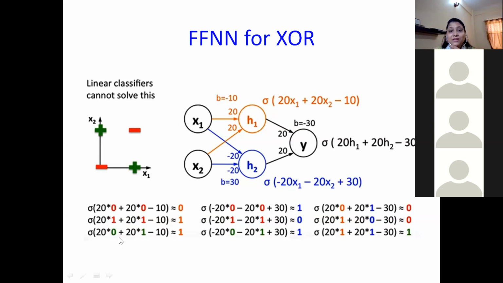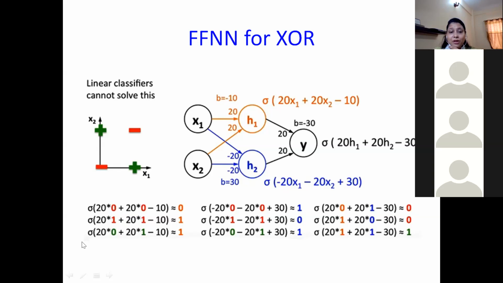Coming to one such combination, which is the 0, 1 combination. By following the similar manner that we just explained in the previous slide, you get 20 minus 10, that is plus 10. So you have 1 here. For H2, for the 0, 1 combination, you have minus 20 plus 30, which is also positive 10. That is why you have got 1 as the output.